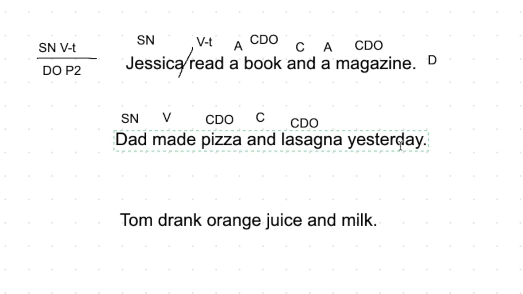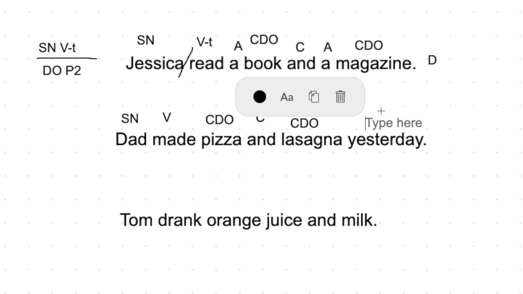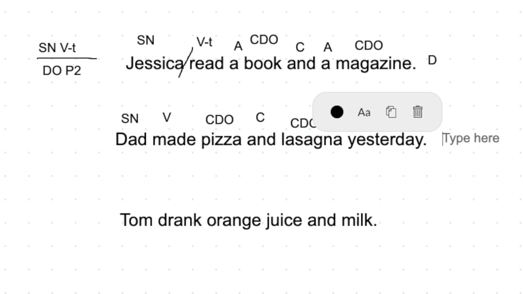Yesterday is describing when Dad made pizza and lasagna. So when did Dad make pizza and lasagna? Yesterday. It is an adverb because it's describing the verb made. It's telling us when. Period at the end, it's a statement, so it's a declarative sentence. Dad is the complete subject. Made pizza and lasagna yesterday is the complete predicate.